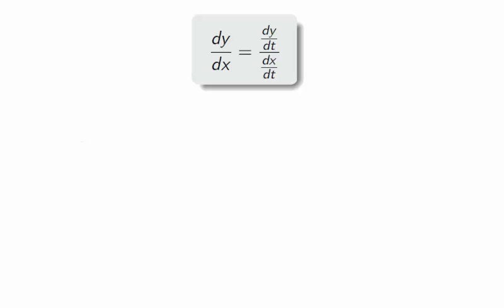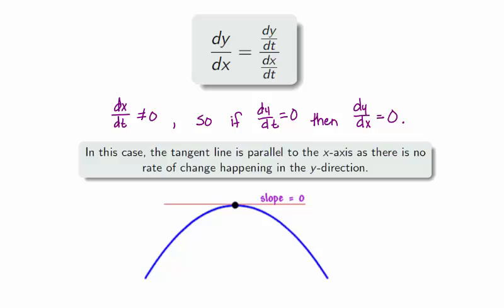Notice that if dx/dt does not equal 0 and dy/dt equals 0, then dy/dx equals 0. So in particular, the tangent line is parallel to the x-axis, as there is no rate of change happening in the y direction. Thus, whenever dy/dt equals 0 and dx/dt does not equal 0, the curve has a horizontal tangent.